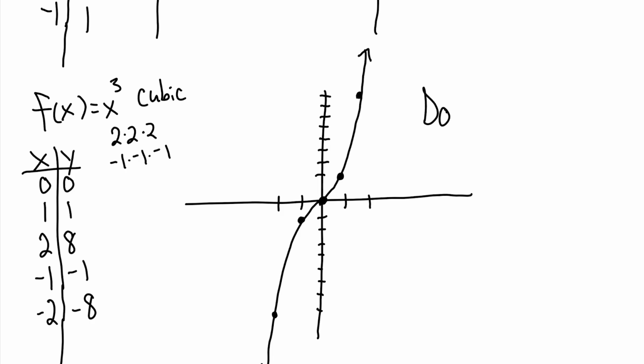Now the domain for this one, still all real numbers. And the range is also going to be all real numbers in this case. We're outputting both positives and negatives.